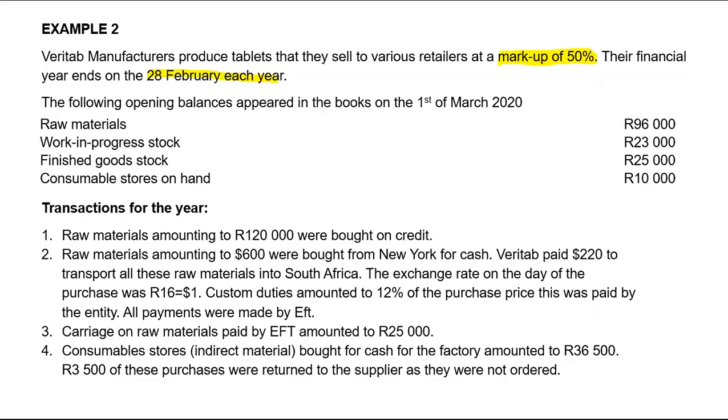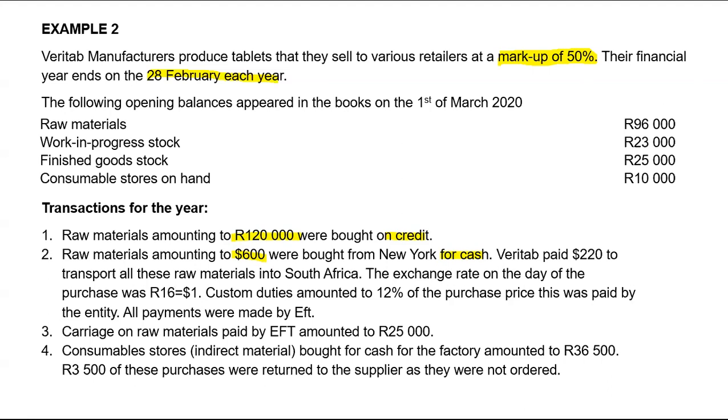Then it says transactions for the year. Raw materials amounting to 120,000 were bought on credit. I will basically take that to my raw materials and put it under purchases. For number two, I've got raw materials amounting to $600 were bought from New York for cash. Okay, so basically I will add that with the 120.